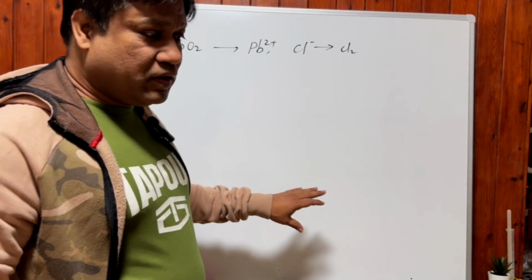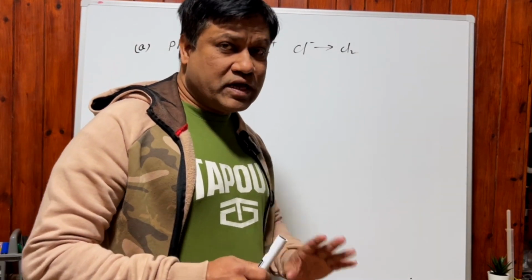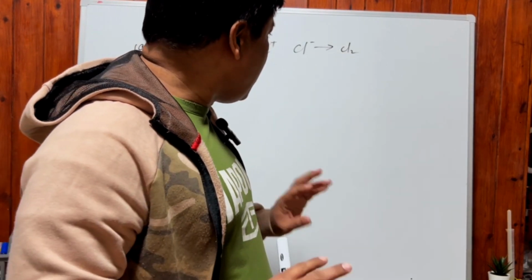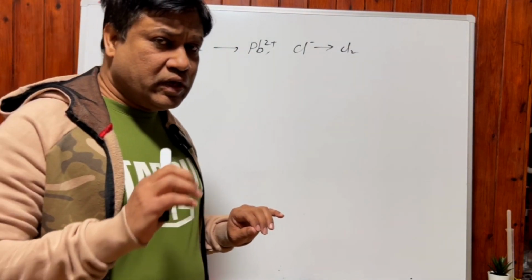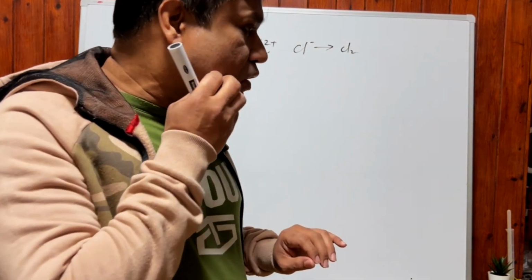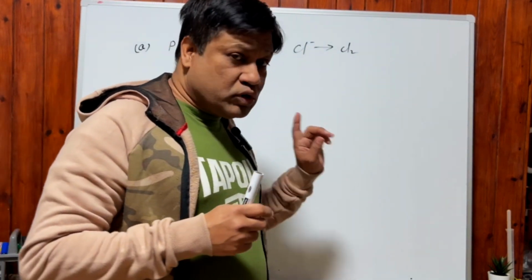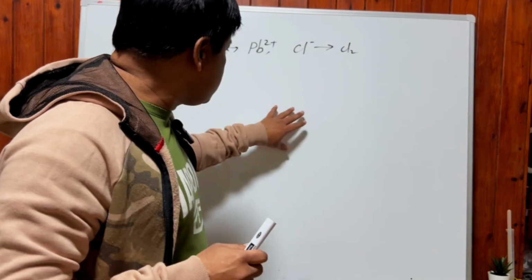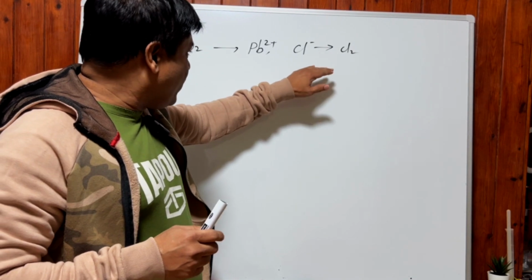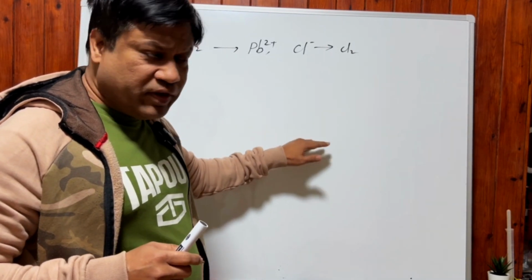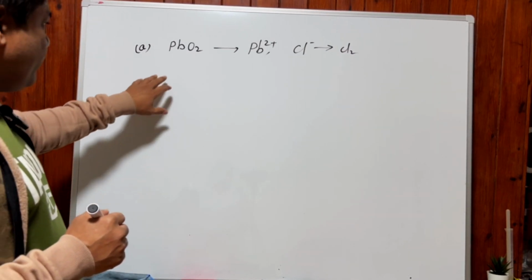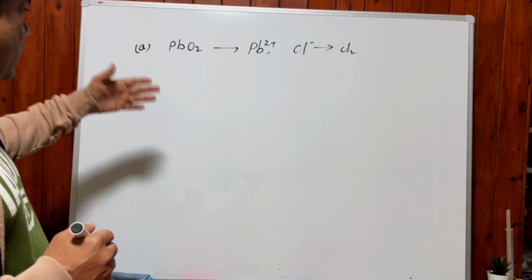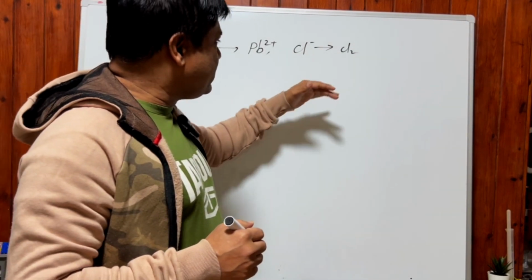I've already started how to balance the half equation by using ion and electron. Please watch that video. So let's do the continuation of that balancing of half equation. Look at that question. First, check which element gets oxidized and which element gets reduced.